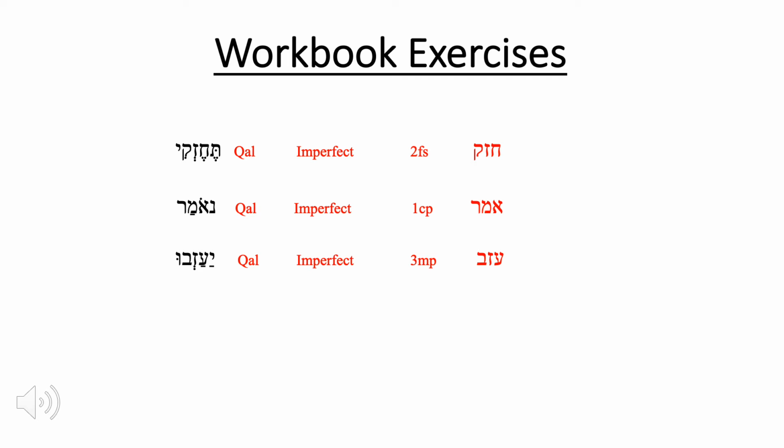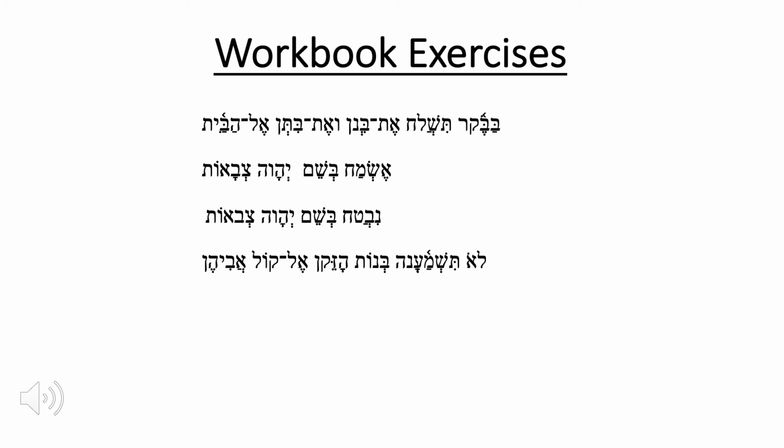Hopefully this has made sense. If not, go back and review this section of your textbook to understand the unique forms of some of these weak stems. In this next set of exercises, you are asked to do the odd exercises, translating the Hebrew into English. So go ahead and try number 1.